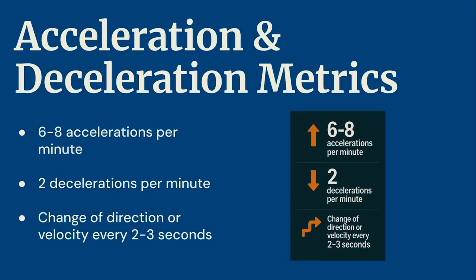Acceleration and deceleration metrics. Players often accelerate 6 to 8 times per minute, guards being on the higher end of that range, and centers typically falling on the lower end. Each acceleration is paired with a single deceleration. However, there are 2 large decelerations per minute, like a complete stop or a complete change of direction. Change of direction or velocity changes every 2 to 3 seconds.